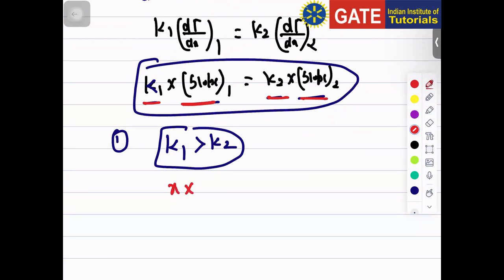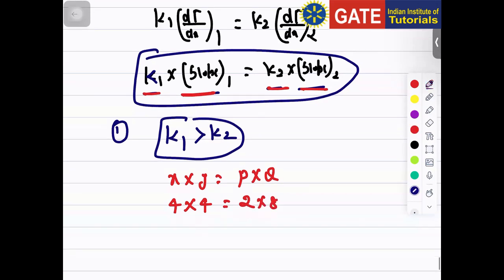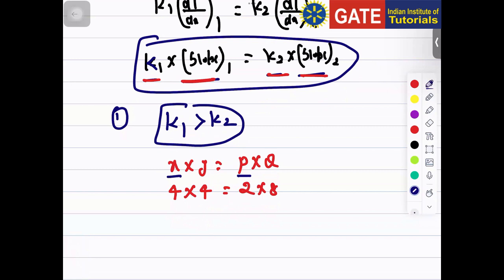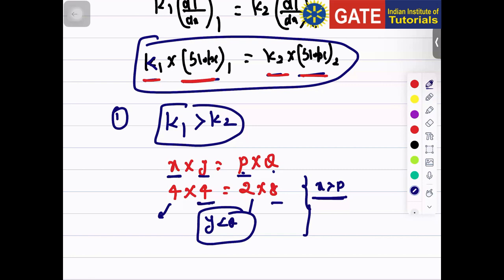Let's say x multiplied with y equals p multiplied with q. Let's say I assume 4 multiplied with 4 equals 2 multiplied with 8. Fine. So here what do you see? x is greater than p. But if x into y equals p into q, and x is greater than p, then y will be less than q, definitely. So here, if this one is greater than this, then this should be less than this. So if K1 is greater than K2, then slope 1 is less than slope 2. Is it clear? Is there any doubt in this?